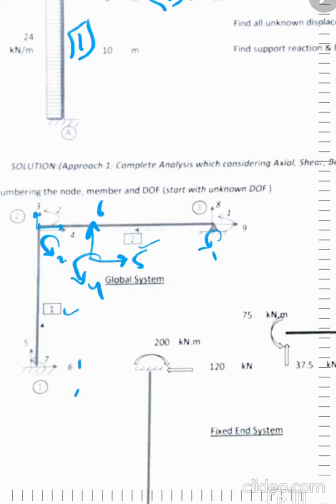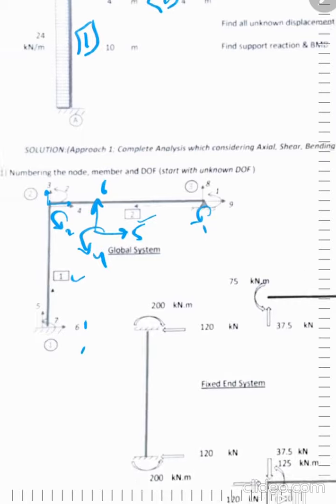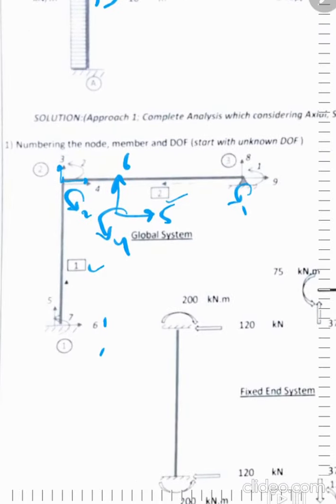So for the frame we have two forces, horizontal and vertical, and moment. So each point or each node has 3 forces. Then also take which one is the far node and which one is the near node. So for number 1 I will take, this is the near and this is the far, and for number 2 this is the near and this is the far node.